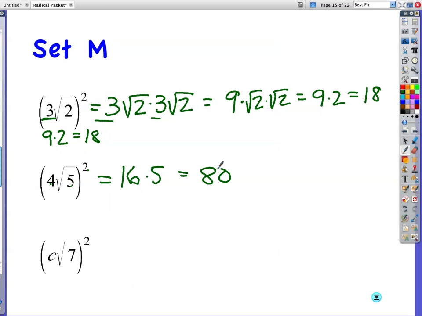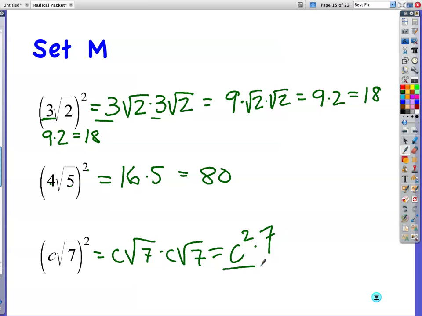If you're stuck, just write it out. Write out c square root 7 times c square root 7. C times c is c squared. Square root of 7 times square root of 7 is 7. We don't like to write things like this. We want our coefficient out front, 7c squared.